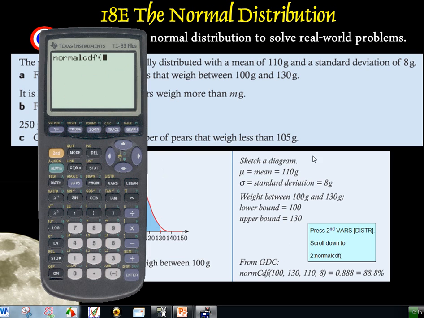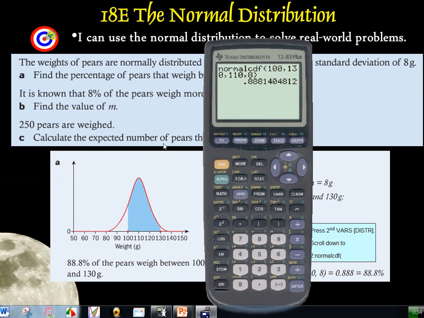Then you enter your low range first and then your upper range. So we're going to do 100. Everything's separated with a comma, and you don't have to do any spaces. To 130, comma, and then 110 is our mean. The mean comes next and then the standard deviation comes last, so 110 is our mean, comma, 8. Close the parentheses, push enter, and we get 0.888. There's where we get our 88.8%.